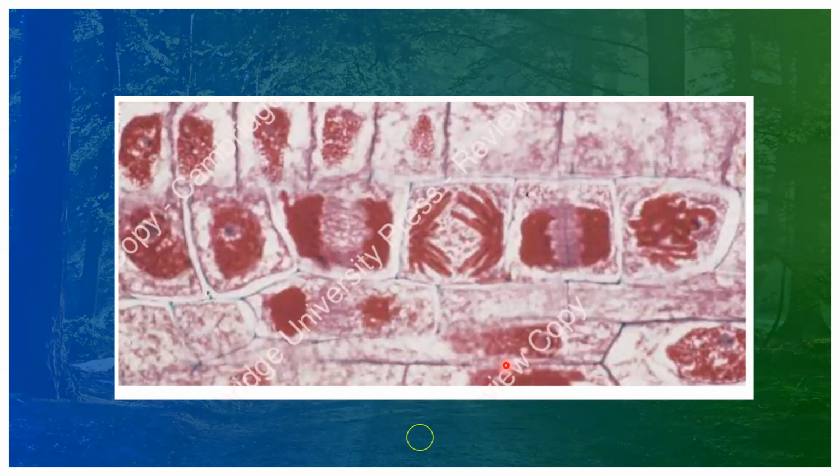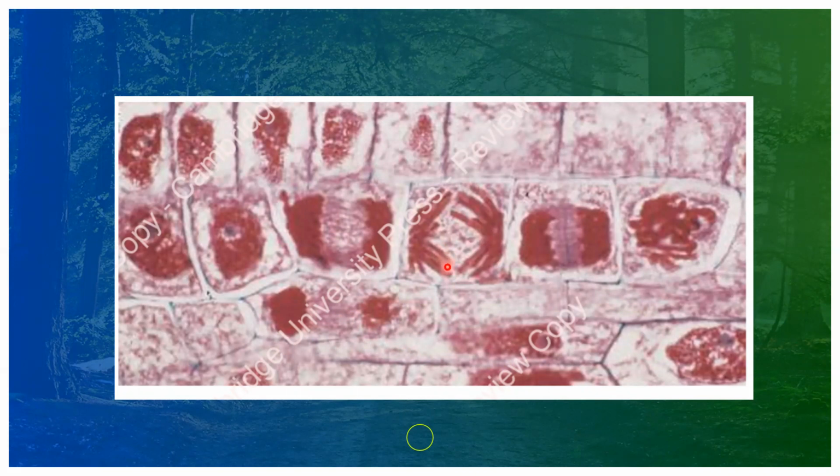Okay, so which one do you think? If this is A, B, C, D, E. B is metaphase. And then C is anaphase. Okay, so C is anaphase because you see that butterfly-like network.